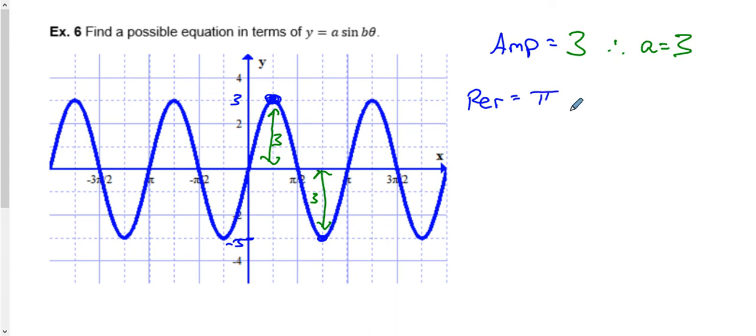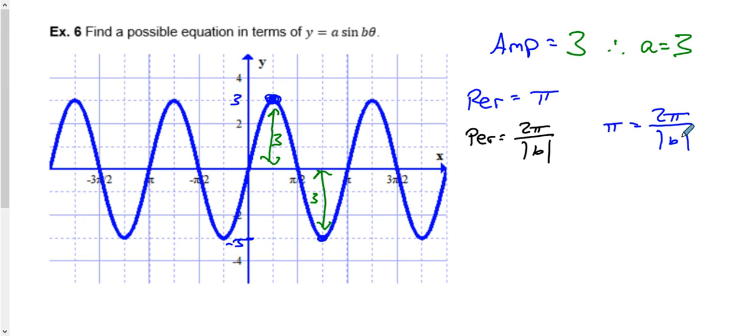But to figure out our b value, let's find our b value. Again, we had an equation: period equals 2 pi divided by the absolute value of b. In this case, we know our period is pi, so I'm going to sub some things in. So I can say pi is equal to 2 pi over the absolute value of b. Let's switch these around.